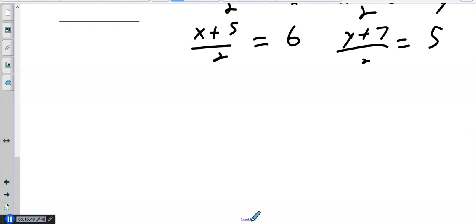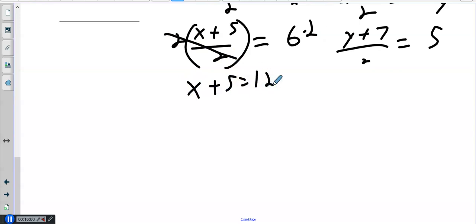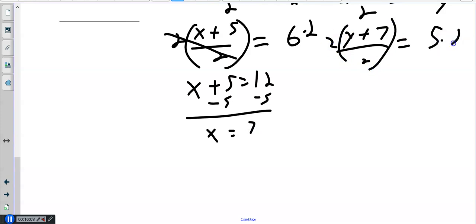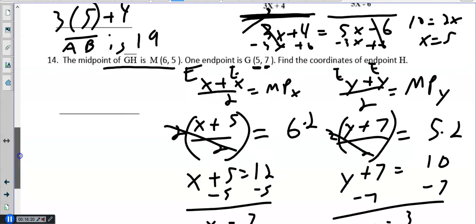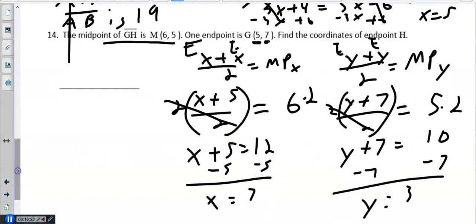I need to get to my x, which is being increased by 5 and divided by 2. I need to get rid of the 2 first by multiplication. It simply leaves me x plus 5 equals 12. Then I'm going to subtract 5 from both sides, and that gives me x is 7. Same thing over here. Multiply both sides by 2. Boom. Y plus 7 equals 10. Subtract 7, y equals 3. So there is my other endpoint. 7, 3.